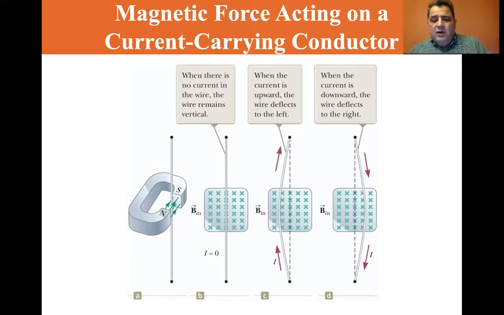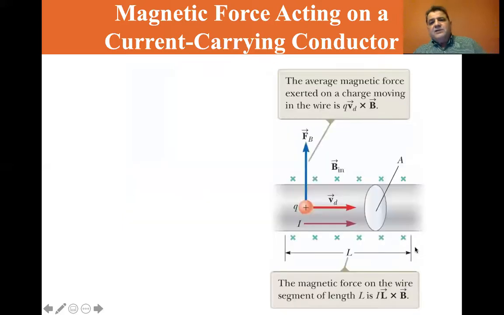So we know it happens on a single charge. Well, when you have a collection of charges in a current, you get the same effect. So let's advance to the next. It shows a blow up here of a wire carrying a positive charge. The average magnetic force exerted on the charge moving in the wire is q v_d cross B, where v_d is the drift velocity. We discussed the drift velocity previously. So the magnetic force on the wire segment of length L is I L cross B.